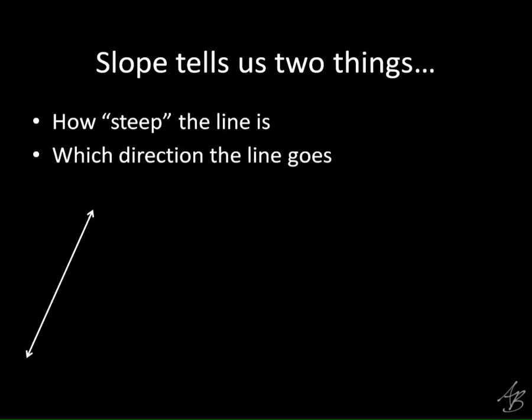What do you guys think? It does have a positive slope because as we go from left to right, remember we're always going left to right, the line is going up. So this has a positive slope. All right, how about that one? As we go from left to right, is it going up or down? It's going down, right? So that has a negative slope.